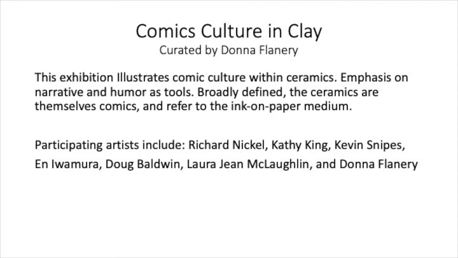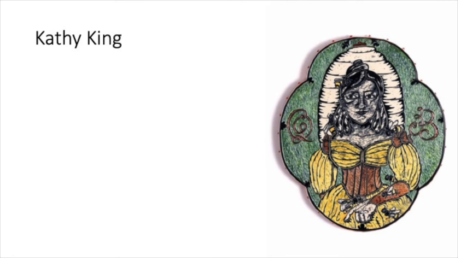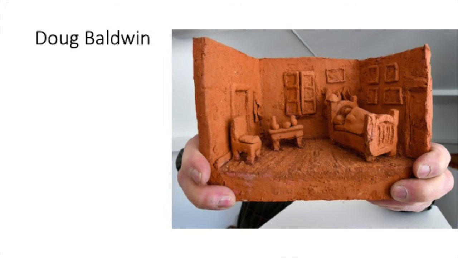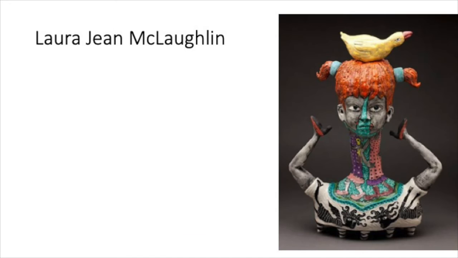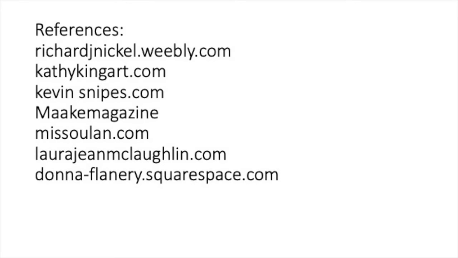So I'm going to show you these examples, and what I like about this show, besides liking the artwork, is that it combines artists that I'm familiar with and new people that I wasn't aware of before. So here we've got Richard Nickel, Kathy King, Kevin Snipes, Ann Iwamura, Doug Baldwin, Laura Jean McLaughlin, and Donna Flannery. So this exhibition included both functional work and sculptural work, but it was related by the aesthetic choices and style that the artists were using.